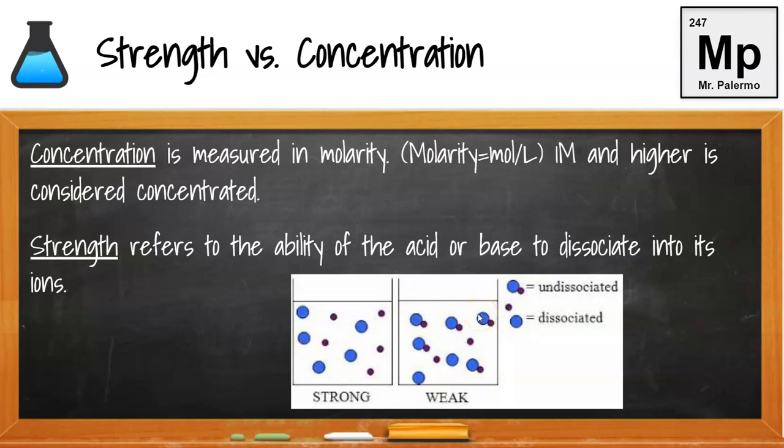Concentration is a measure in molarity, which is moles over liter. And so this is a reference of the amount of particles we have in solution. And so the higher the amount, the more concentrated you are. And so 1 molar or higher concentrations are considered concentrated, and when you're less than 1 molar, they are generally considered dilute.